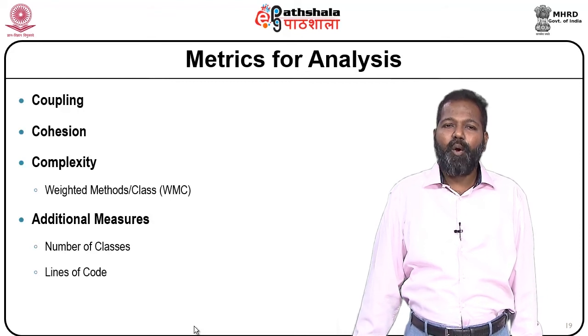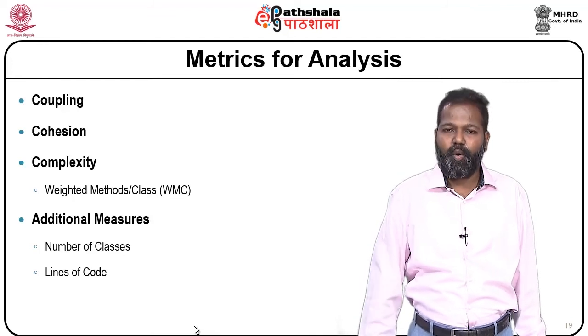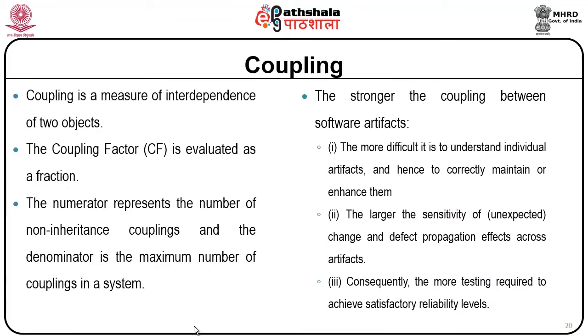Metrics for analysis: coupling, cohesion, complexity, weighted methods per class, additional measures, number of classes, lines of code. Coupling is a measure of interdependence of two objects. The coupling factor is evaluated as a fraction. The numerator represents the number of non-inheritance couplings and the denominator is the maximum number of couplings in a system. The stronger the coupling between software artifacts, the more difficult it is to understand individual artifacts and hence to correctly maintain or enhance them. The larger the sensitivity of unexpected change and defect propagation effect across objects. Consequently, the more testing required to achieve satisfactory reliability levels.